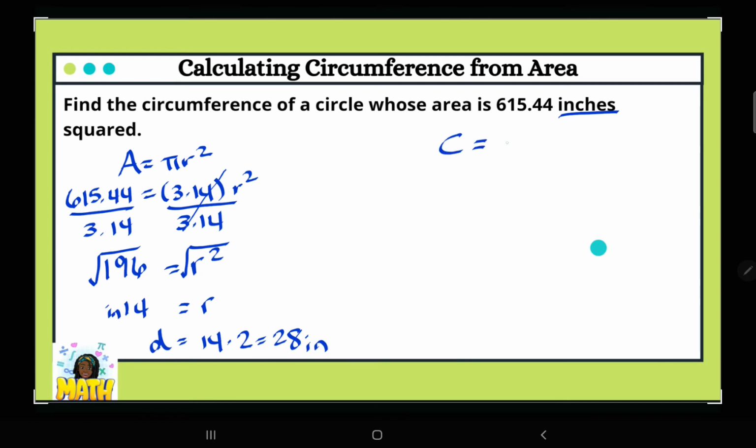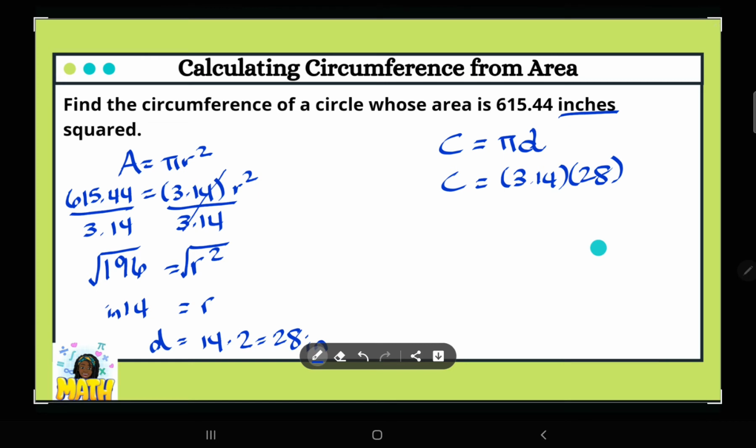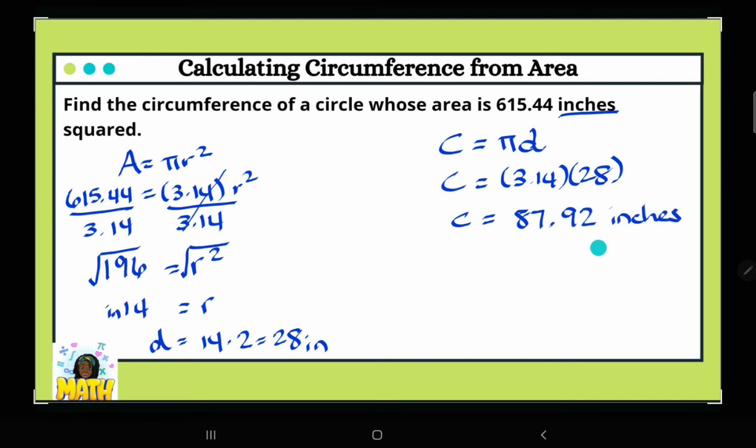Okay, so let's go ahead and calculate the circumference. For this example, I'm going to use pi d. So c is equal to 3.14 times d, my diameter, which for this example is 28, since my radius was 14. And here I find that my circumference is 87.92 inches. So the circumference of a circle whose area is 615.44 inches squared is 87.92 inches.